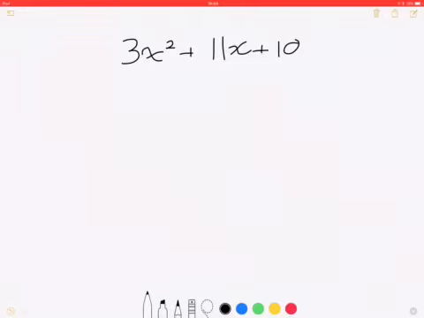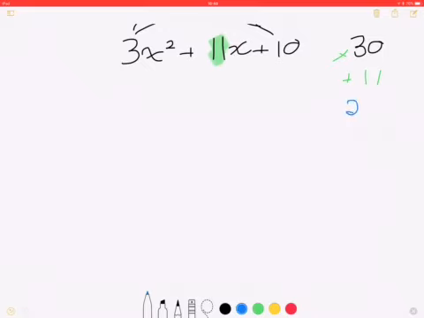So what I need to do is think of two numbers that multiply to give me 3 times 10, so that's 30, and add to give me the 11. Okay, so they need to add to give me 11 and multiply to give me 30. So I'm thinking pairs of numbers that multiply to give me 30. So I've got 1 and 30. Well, I can dismiss that straight away. That's not going to work.